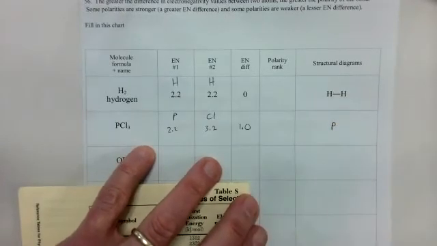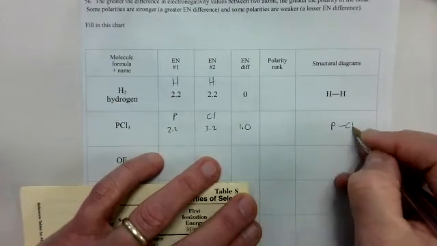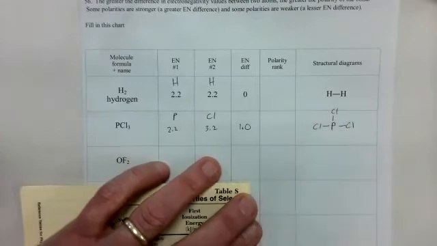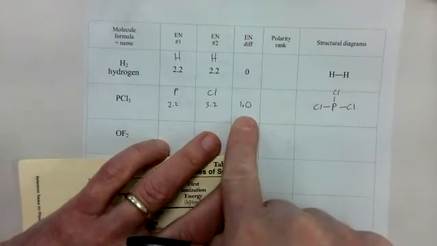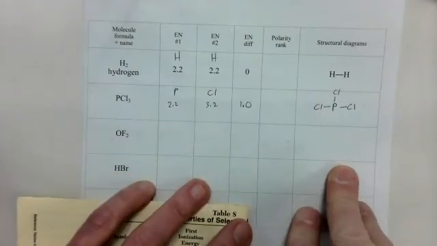Phosphorus has 5 valence electrons, and each chlorine has 7, so it's going to bond this way. Look at this. I'm going to go up this time. It doesn't matter. There's just 3. That would mean there's 2 dots down here. We can't do the polarity rank yet, but this is very polar, and this is non-polar. So we've got to do all 5 of them before we can do this.